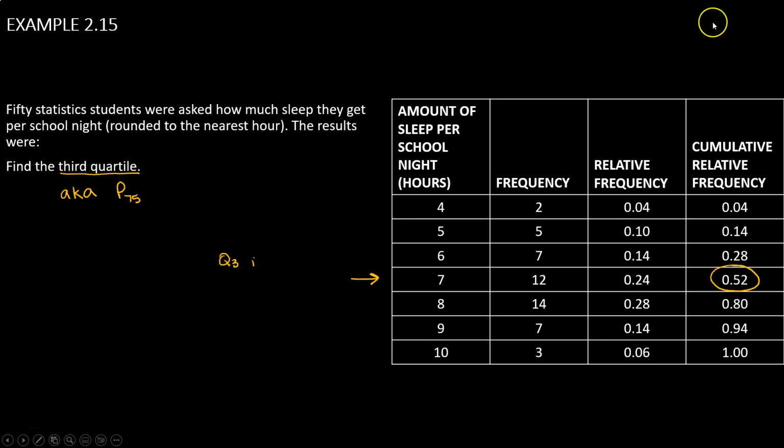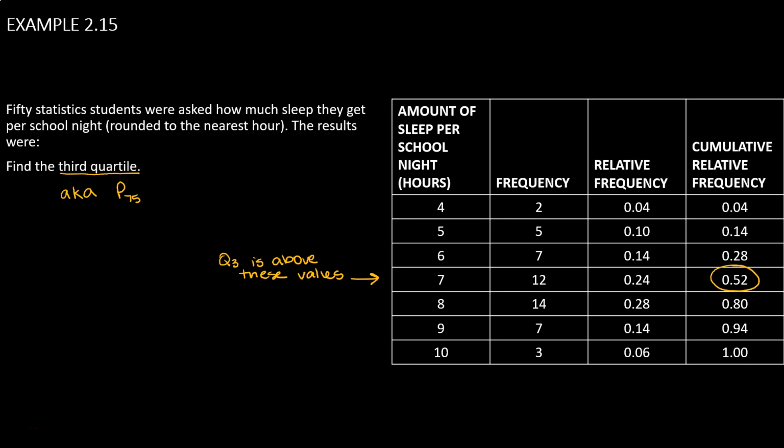But what we can discern is that Q3 is larger than 7 because the row that contains all of the 7s only makes up a cumulative 52% of the data. So the 4s, the 5s, the 6s, the 7s in our data set make up 52% of the data.